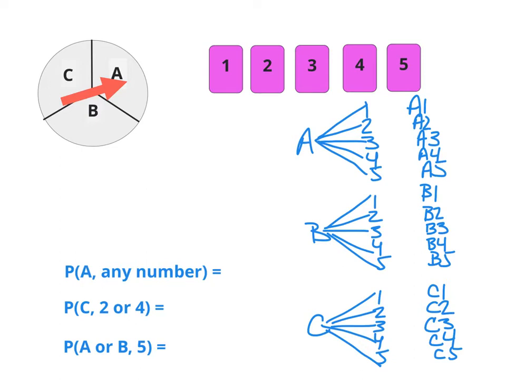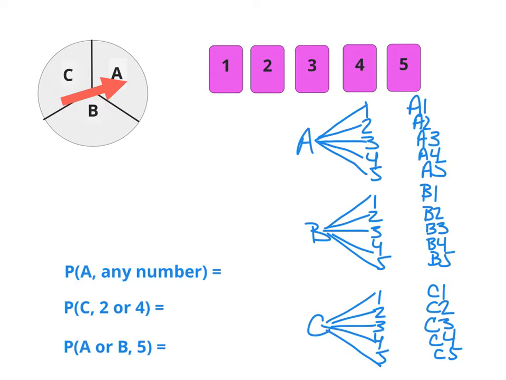So we're going to start with this problem where we have a spinner labeled sections A, B, and C, and we have 5 cards numbered 1 through 5. We want to find these probabilities, and I've already drawn the tree diagram, and I've also listed the outcomes. So the first one we're going to do is how to find the compound probability if I have a tree diagram. So the very first question is, what's the probability of spinning an A and any number?